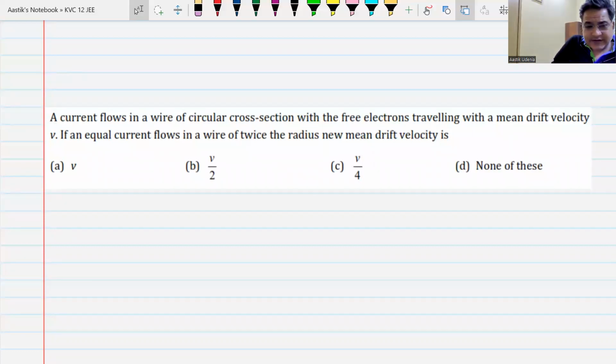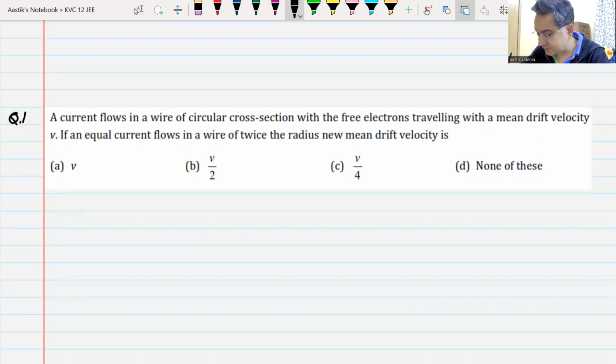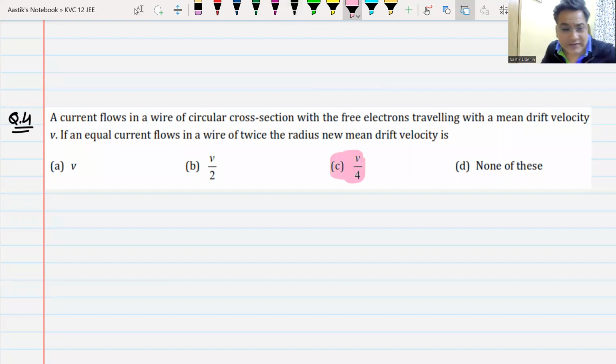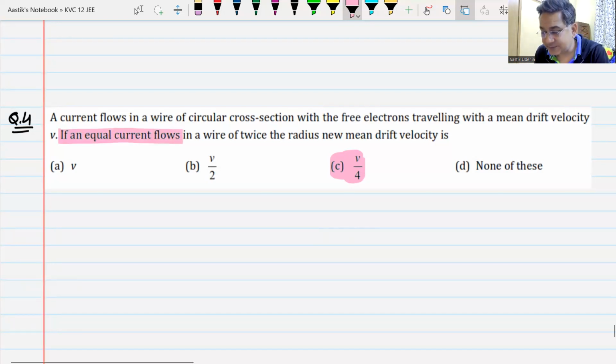Well, I think everyone has tried it. Option C, sir. Option C is correct. Now you have to understand the difference between this question and the previous question. In the previous question, the potential difference that was applied across the wire was constant. Here the current is constant. Do we understand this? Equal current flows. Yes, sir.